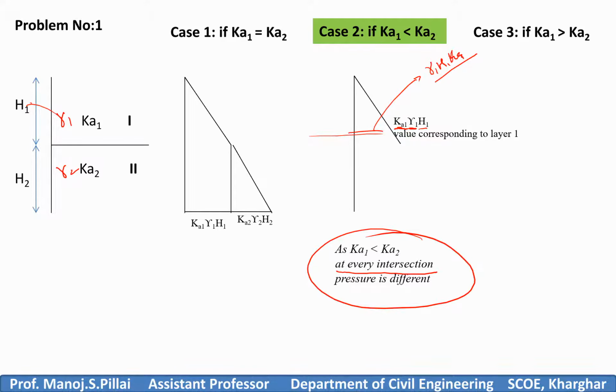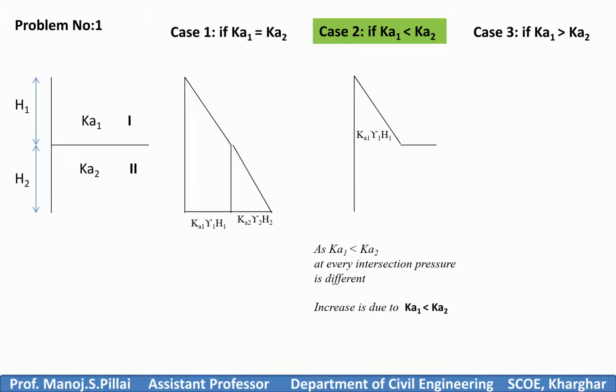Now one thing to keep in mind: as Ka1 is less than Ka2, at every intersection pressure is different. That is, at every intersection pressure is different. That means at this point we can have some lower pressure, we can have some higher pressure. Now as my Ka1 is lesser than my Ka2, meaning Ka2 is more, because of this it goes forward. There's a trick basically, there's an increase. How much it will be, we will see.